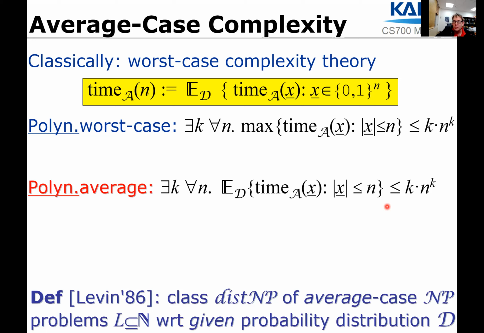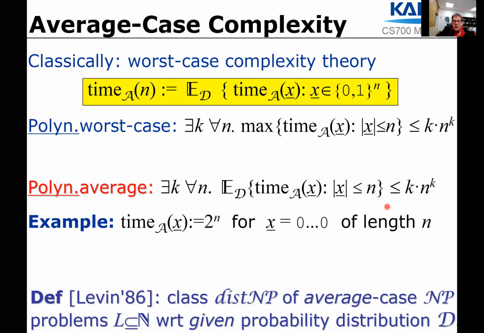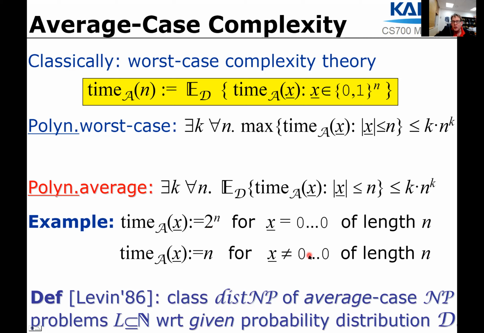However, this definition violates some important structural properties, and therefore is not suitable. More precisely, consider this example. Consider an artificial algorithm which, on the input of length n consisting only of zeros, has exponential time, exponentially many steps. Why? I don't care, but let's just suppose such an algorithm, whereas for all non-zero inputs of length n, it has linear cost.